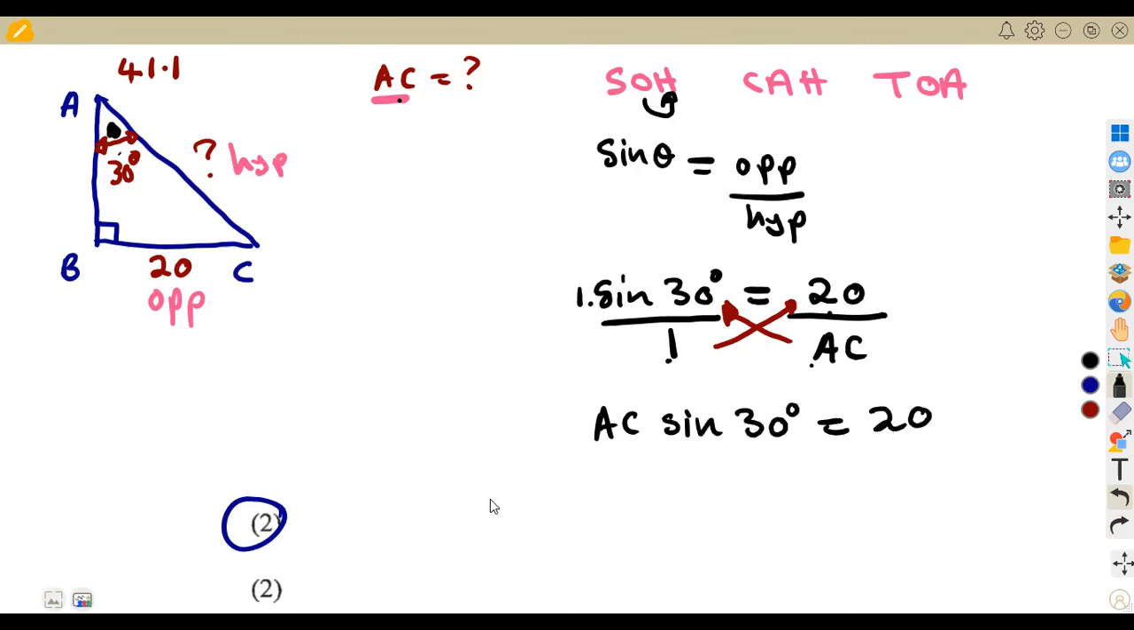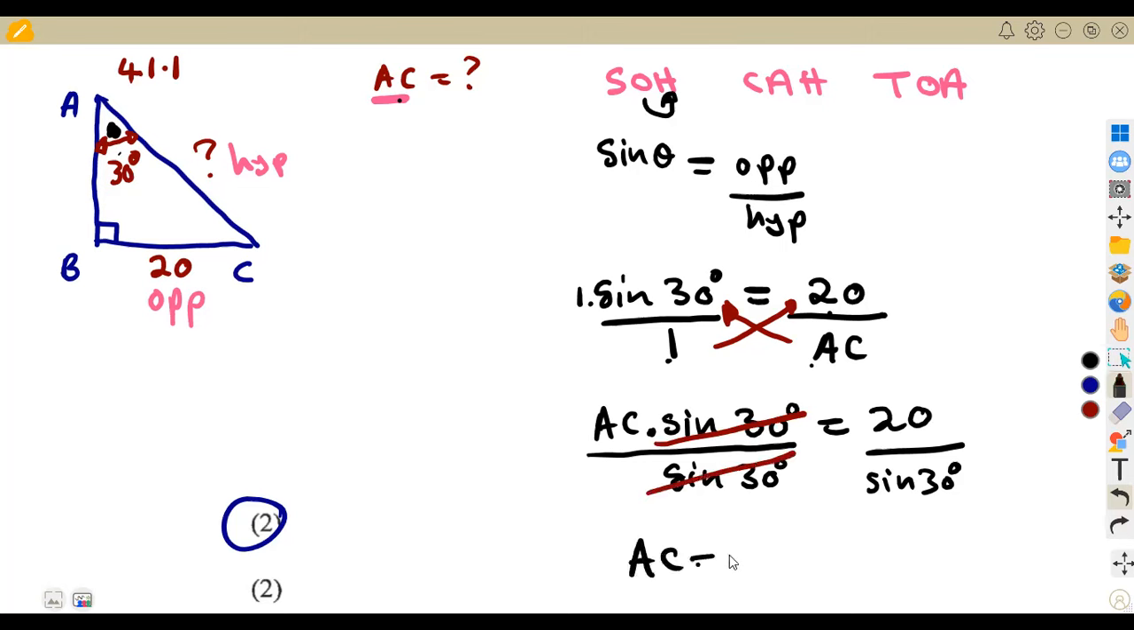You obtain a 20. So in order for you to determine the value of AC, which is the side AC, you are going to divide by sine because you are multiplying. So you divide by what you want to remove this side because you are multiplying. So you're going to divide by sine 30. So this will cancel because they are the same, the sine of 30 and the sine of 30. You remain with AC, which is going to be 20 over the sine of 30.